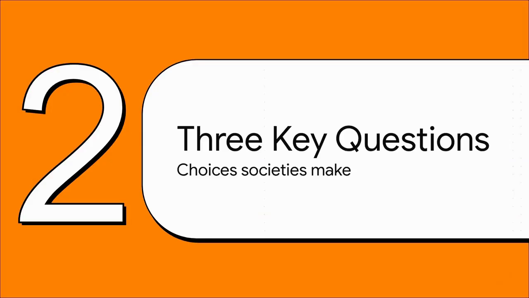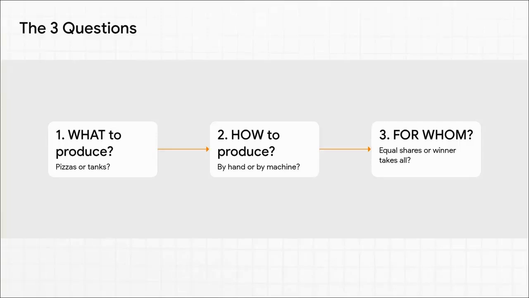So to really get a handle on how different societies deal with this whole scarcity thing, economists like to break it down into 3 key questions. And trust me, the way a country answers these questions pretty much defines its entire economic identity. First up, what are we going to make with all our limited stuff? Should we focus on consumer goods, like pizzas, or should we build up our military with things like tanks? Second, how are we going to make it? Are we going to use a ton of human labor, or should we build factories full of automated machines?